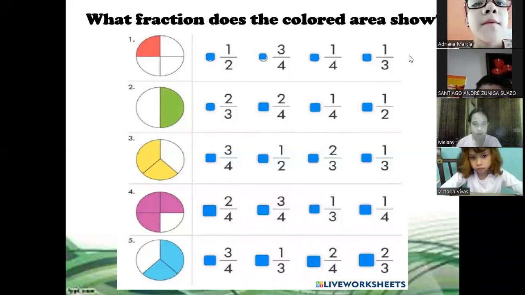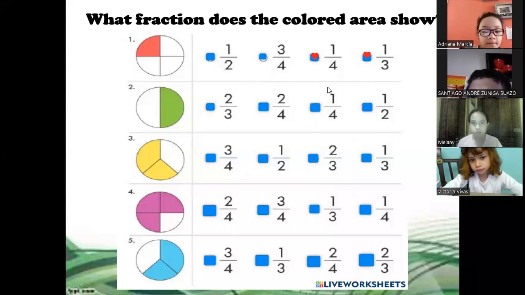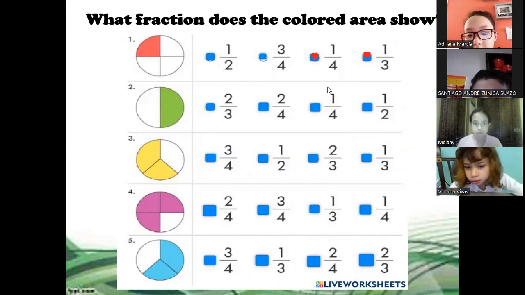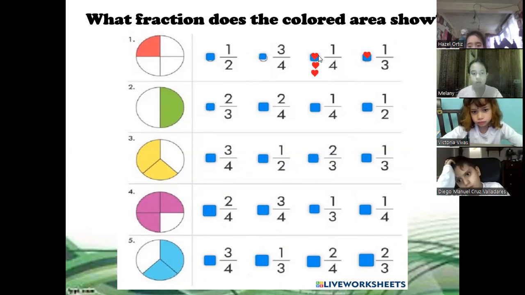1/3. You think it's 1/3? Okay. Santiago thinks it's 1/4. What do the rest of the students think? I think it's 1/4. Okay, 1/4. It's 1/4, miss.